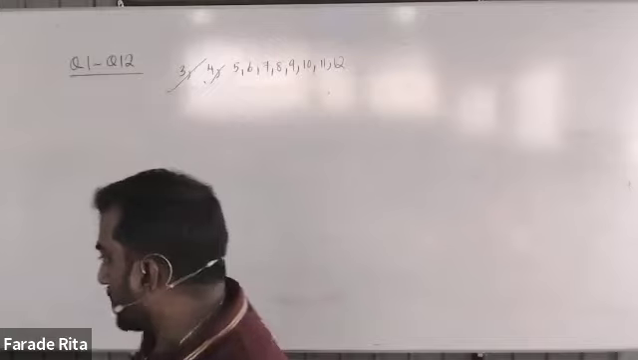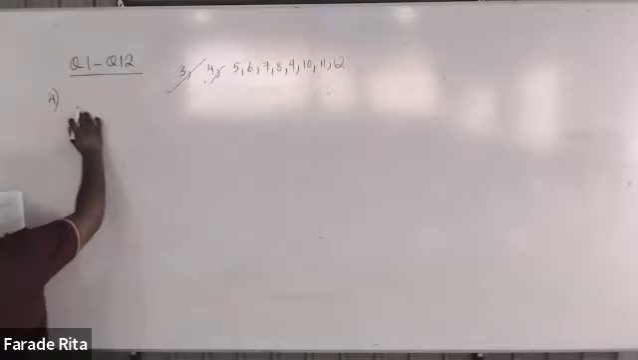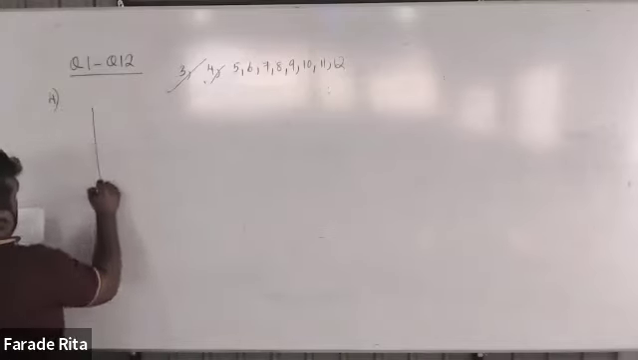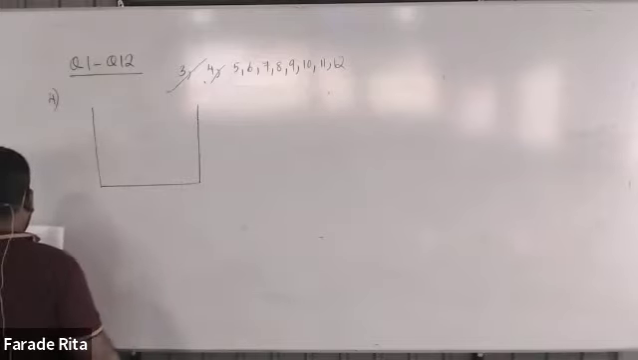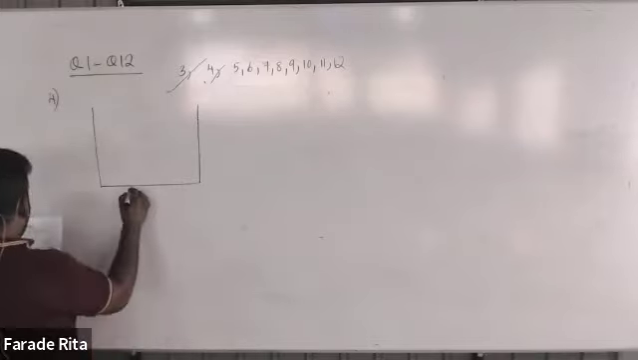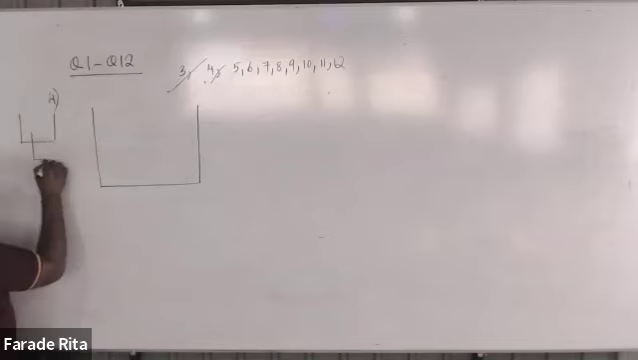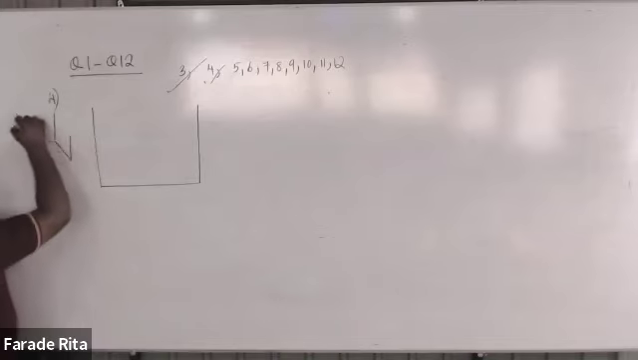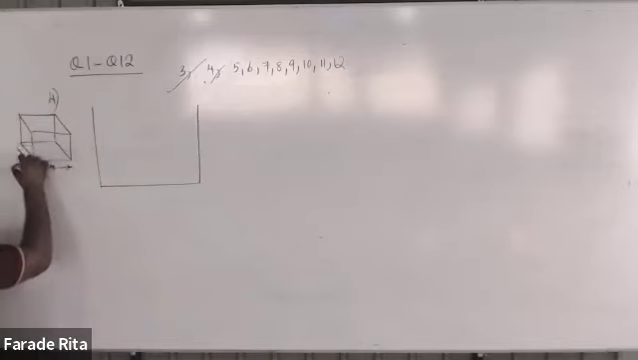Question number 4. A 60 kilogram rectangular box. Base dimensions 1 by 0.8. That means it's like a rectangle like this. Base dimension 1 meter by 0.8 meter.